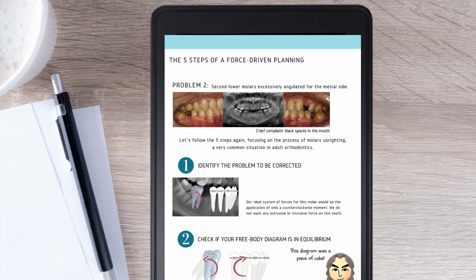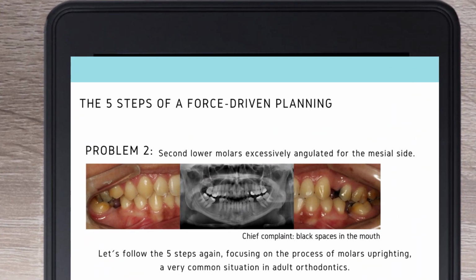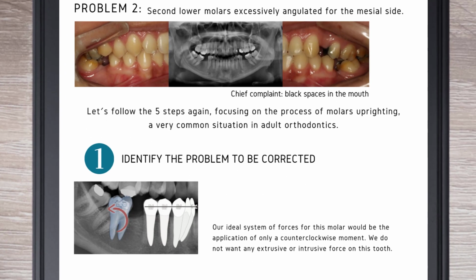Problem 2. Second lower molars excessively angulated for the mesial side. The chief complaint in this case, the black spaces in the mouth. Let's follow the 5 steps again, focusing on the process of molar uprighting, a very common situation in adult orthodontics. Step 1. Identify the problem to be corrected.